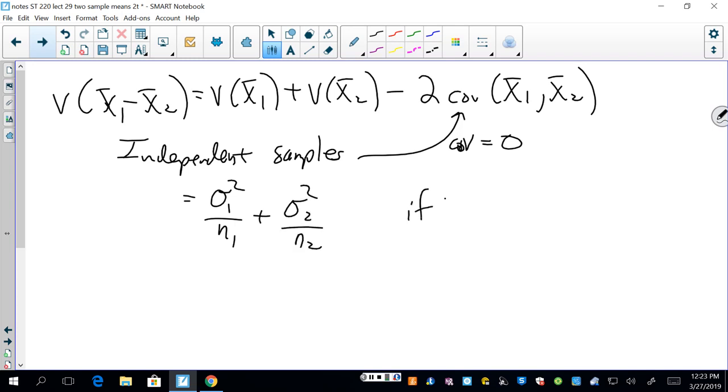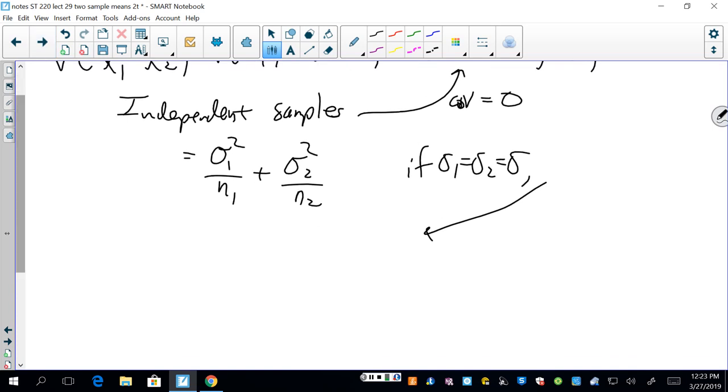And if sigma 1 and sigma 2 are the same, some common value sigma, then if we put sigma squared in here, we can factor out the 1 over n1 plus 1 over n2, and we get that simplified version of the variance of our estimator. So if they're equal, in practice, we're going to put in that s squared pooled, the sample version of the average of those two things.